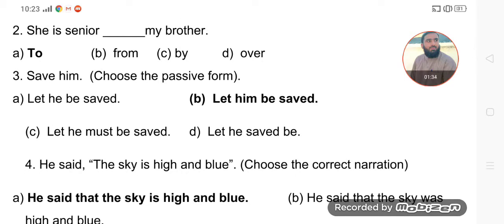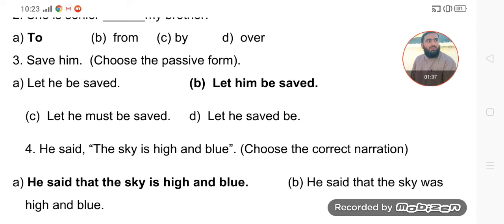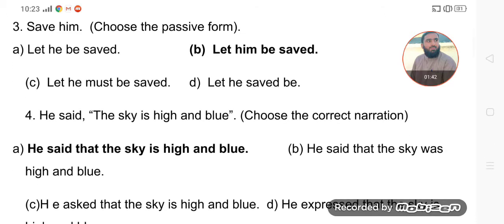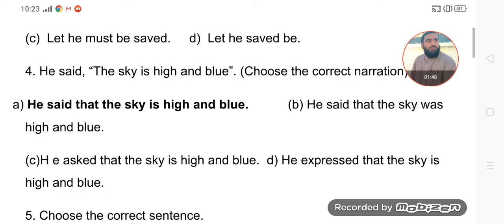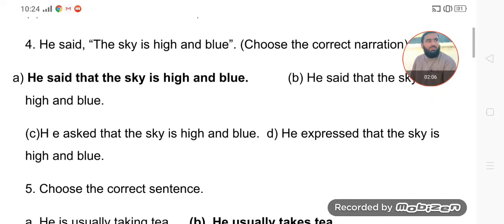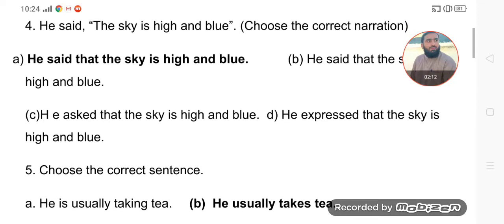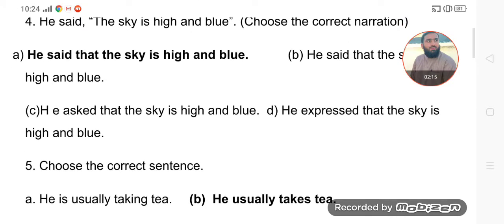Save him. Choose the passive form in the following sentences. Let him be saved. Ye correct option hai, theek hai? He said, the sky is high and blue. Choose the correct narration. Ye jo inverted comma mein sentence hai, ye universal truth hai. Jab bhi universal truth aaye inverted comma mein wo hum change nahi karte, theek hai? Uska tense hum change nahi karte jab direct and indirect mein hum usko convert karte hain. So ye, he said that the sky is high and blue, iska tense change nahi hoga. Is tarah nahi hoga, the sky was high and blue, kyunki universal phenomena hai, theek hai?